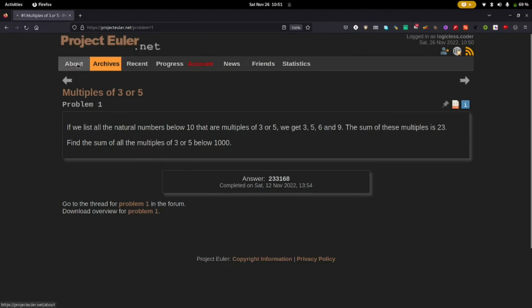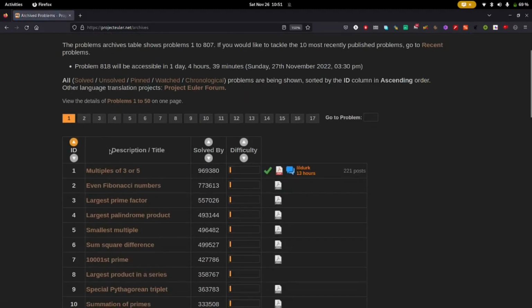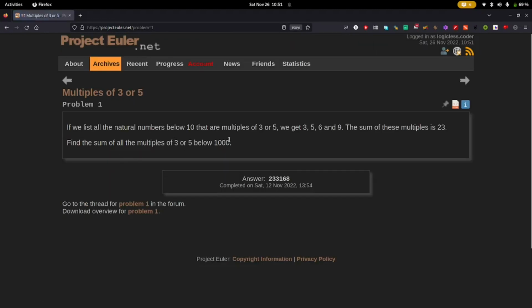Project Euler has a series of mathematical problems based on difficulty, and they add a new problem every few days. So we'll start with the first problem. It's marked as done here, but we'll take a look at this one.